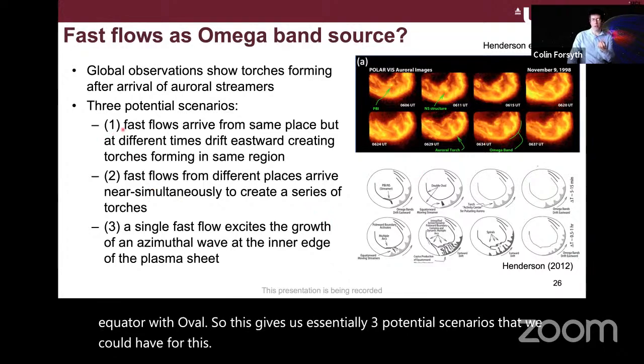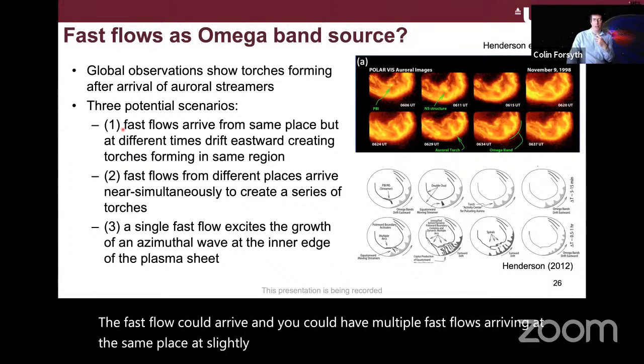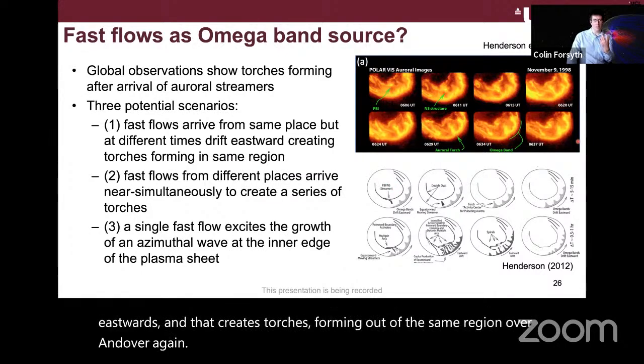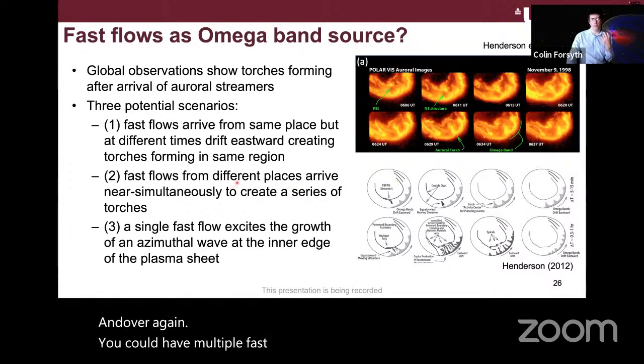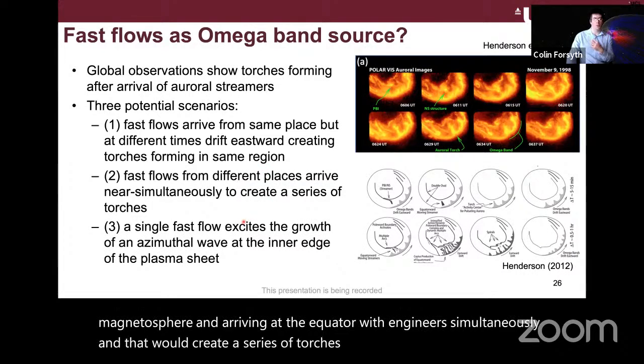The fast flow could arrive, and you can have multiple fast flows arriving at the same place at slightly different times. The flows arrive and they drift eastwards, and that creates torches forming out of the same region over and over again. You could have multiple fast flows arriving from different places in the magnetosphere and arriving at the equator with edge near simultaneously, and that would create a series of torches that then move across.